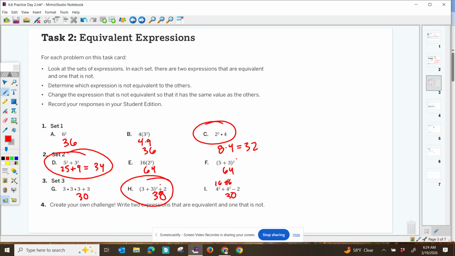Create your own challenge. I always liked 3 squared times 2 squared. That's 9 times 8 is 72. That's the same as 2 times 6 squared. 2 times 36 is 72. And then I can pick anything. A lot of people think that 7 squared is 72, but it's not. It's 49.